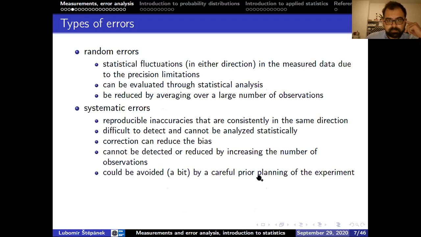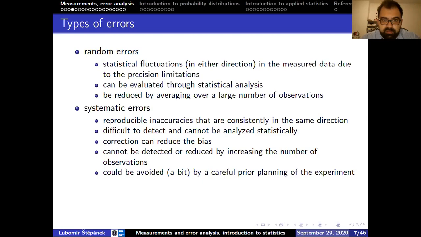Okay, types of errors. Also, this is relatively practical to know about. Two types of errors. Now we can distinguish these two types of errors in this context. And we talk about random errors and about systematic errors. Random errors are the ones which are usual statistical fluctuations in both directions, yeah, in the measured data.